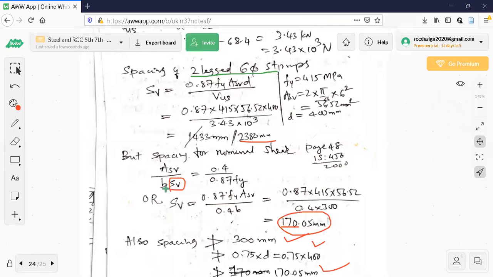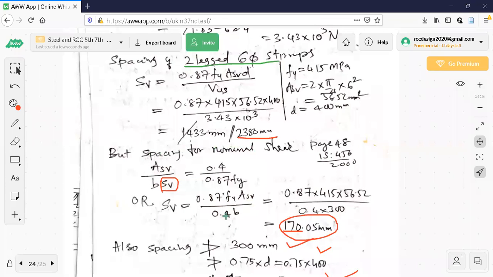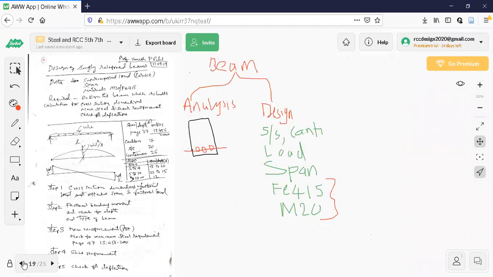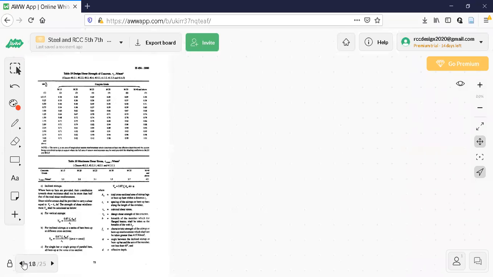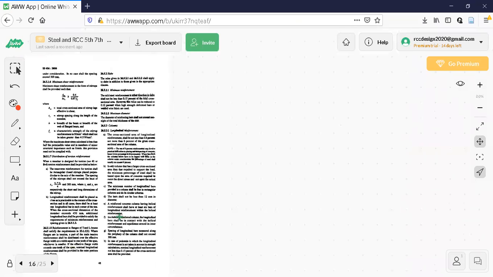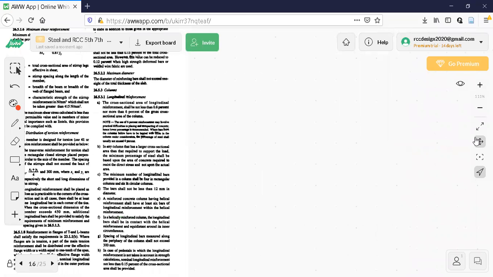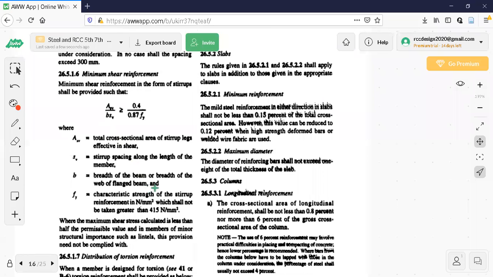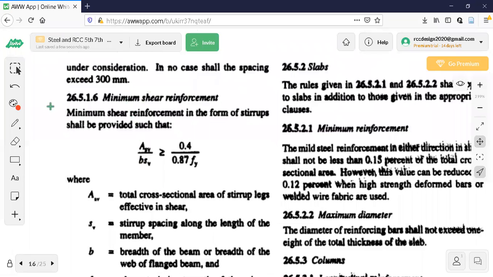That is why I need to check that the spacing should not be more than what is given in page 48. I'll show you that one. Where it is, I'll show you. Page number 48 is here. Only those pages I have taken. Using that website, I can remove specific pages. It is here, see. Minimum shear reinforcement.